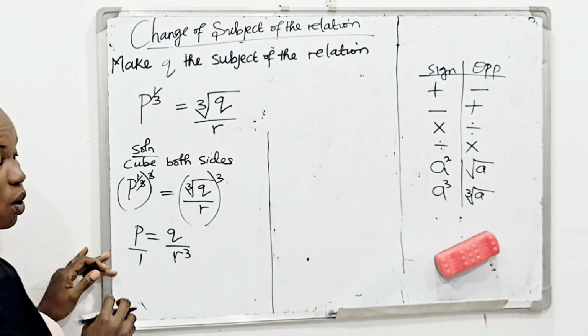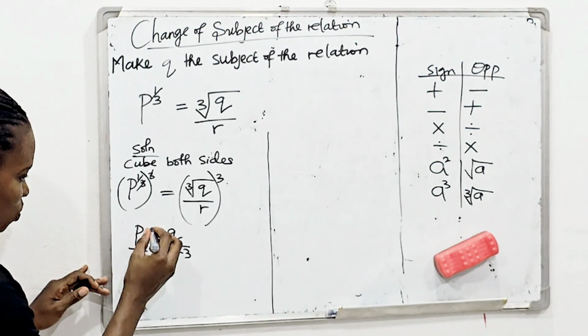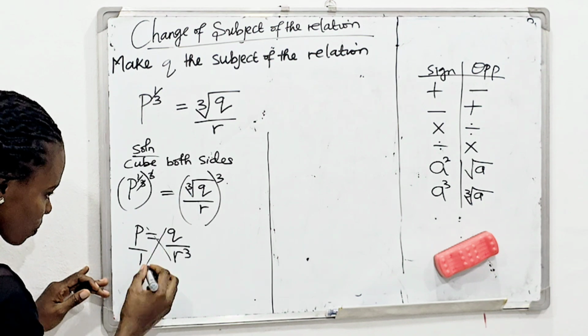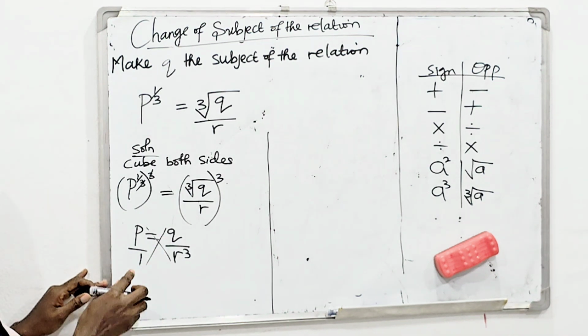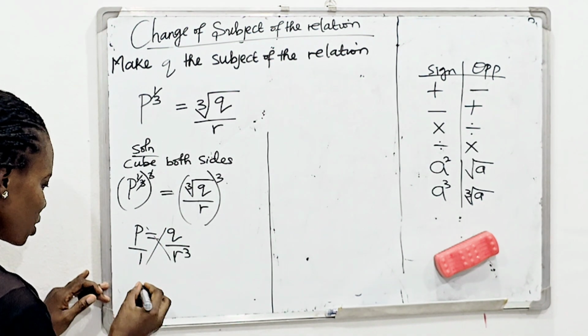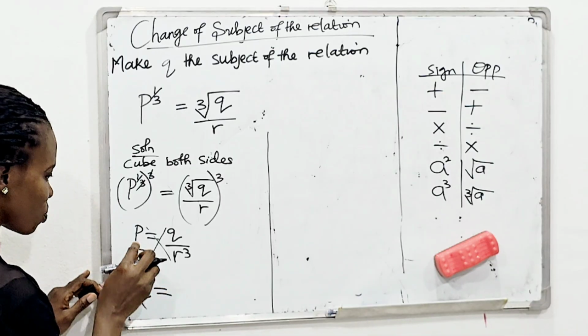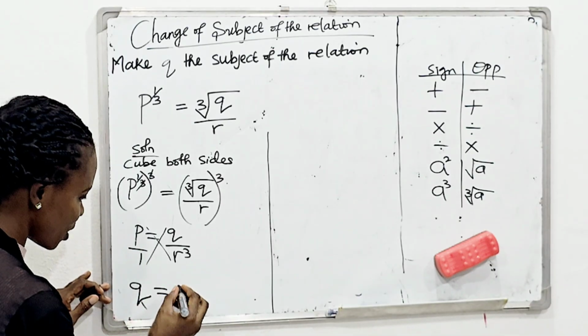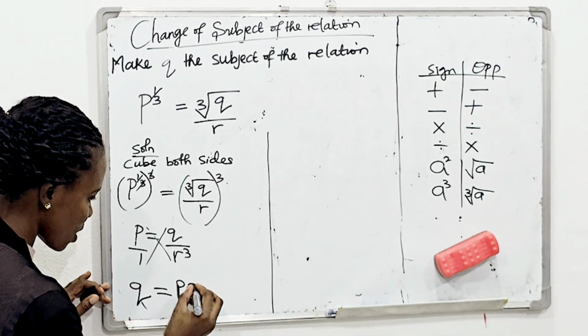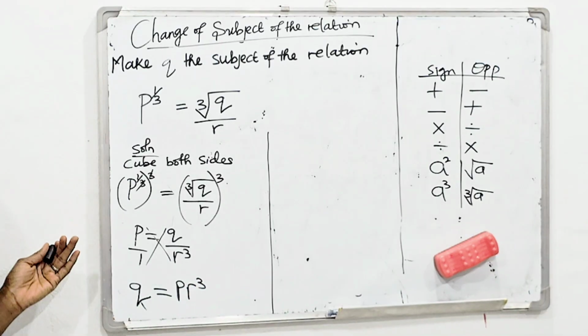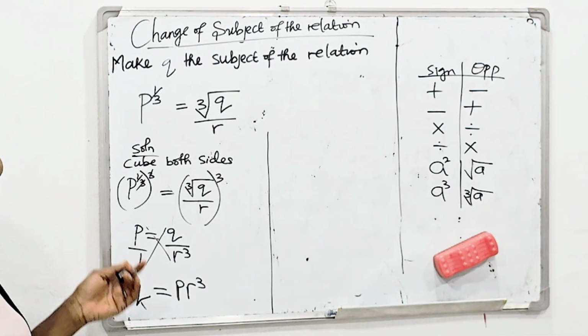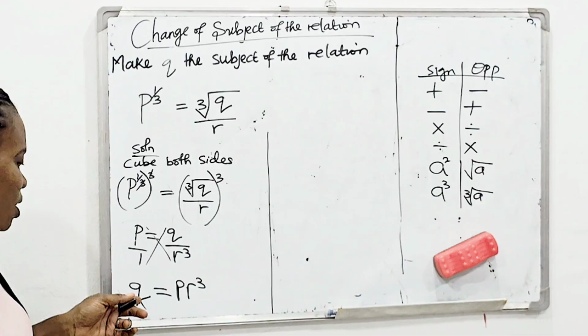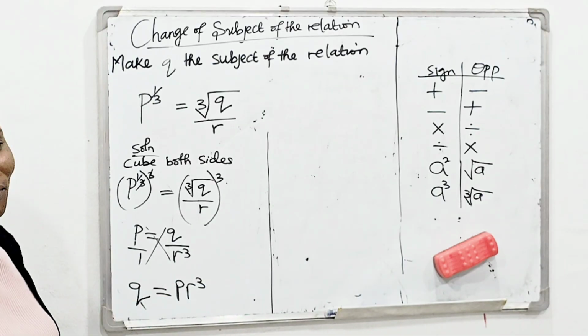So you can make this over 1, right? To balance well. So we do what? We cross multiply. If you cross multiply, you have 1 times Q is equal to Q equal to P times R cubed, is equal to P R raised to power 3. We are done. We have made Q stand alone. So this is Q as the subject of this relation.